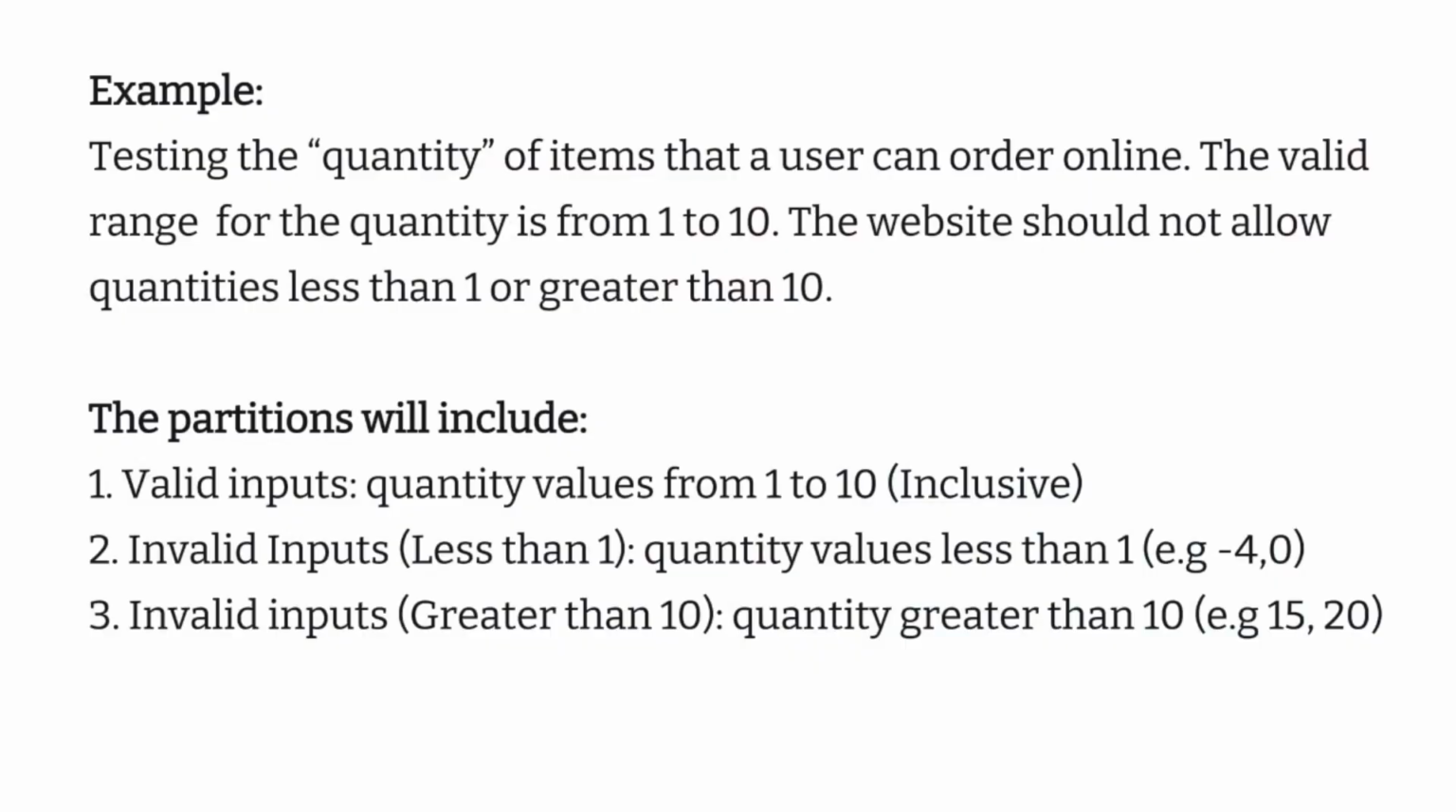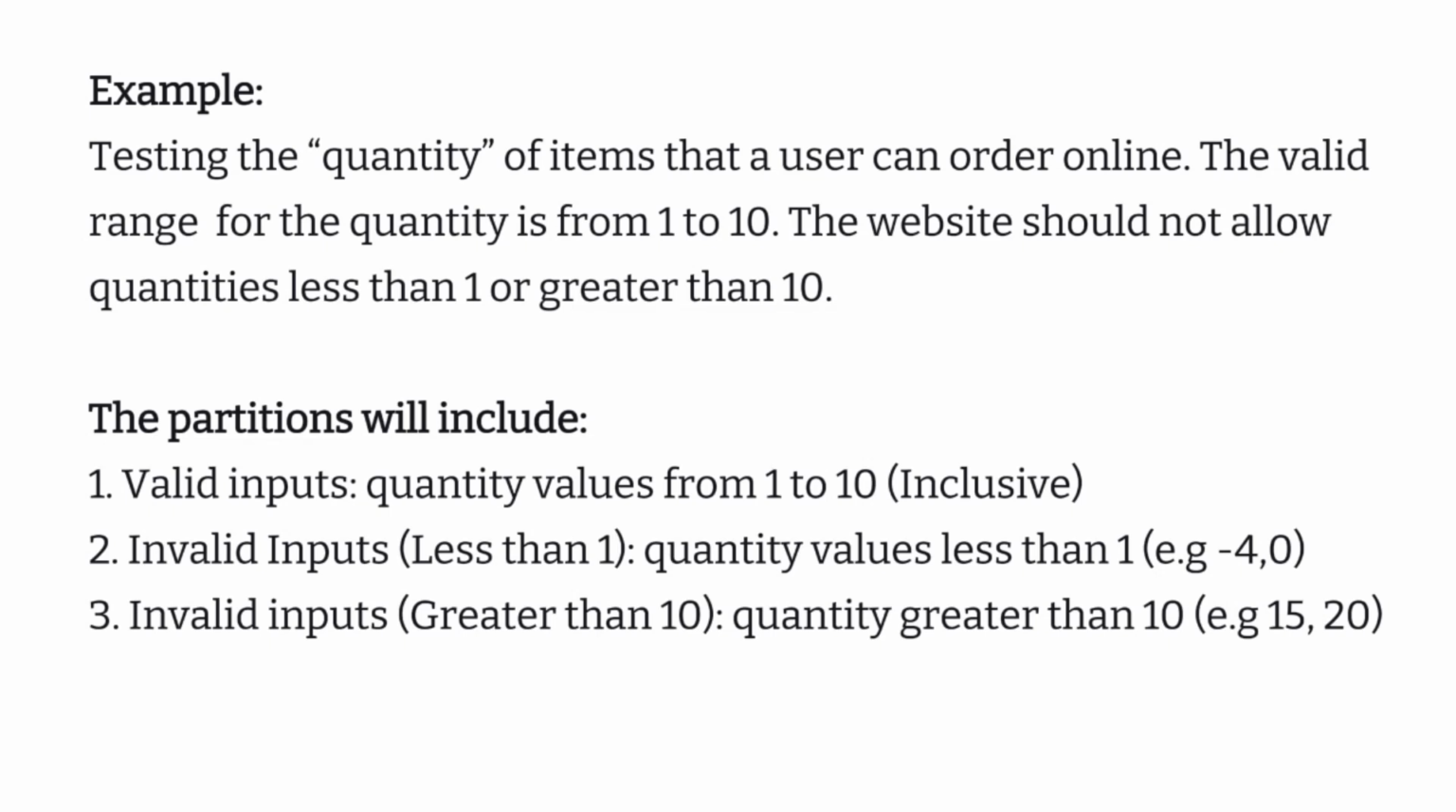An example, testing the quantity of items that a user can order online. The valid range for the quantity is from 1 to 10. The website should not allow quantities less than 1 or greater than 10. The partitions will include 1. Valid inputs, which are quantity values from 1 to 10 inclusive.